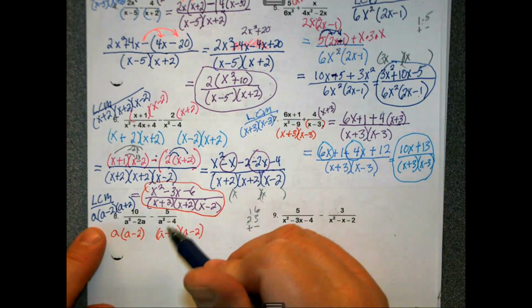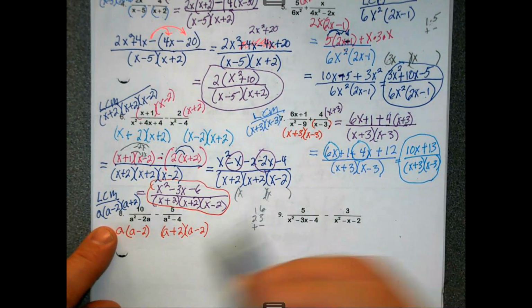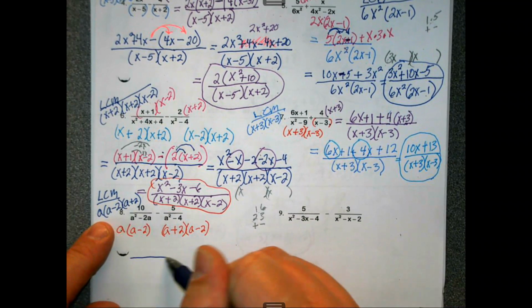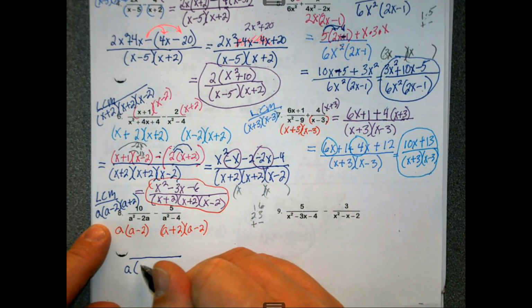All right. So let's see. I got to multiply that 10 by. Well, here's my denominator. I'm going to write it.